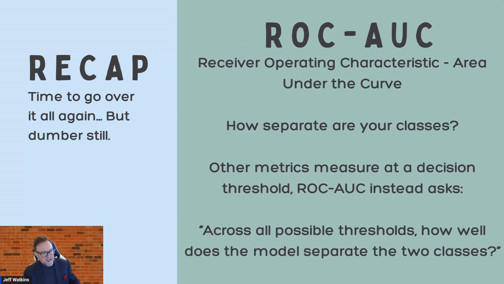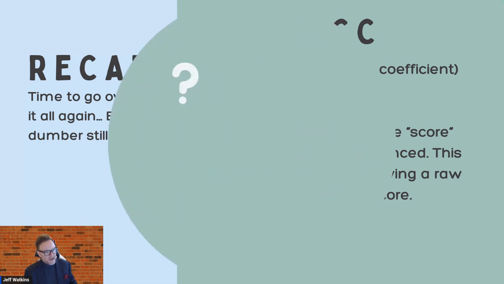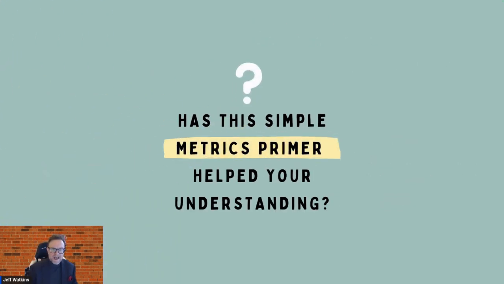And then there's the Receiver Operating Characteristic Area Under the Curve. How separable are your classes? Across all possible thresholds, how well does the model separate those two classes, which can be important? Then there's the Matthews Correlation Coefficient. If stakeholders want one score and the data is imbalanced, this is probably safer than giving a raw accuracy or F1 score alone. Anyway, that's been my little AI/ML metrics primer.